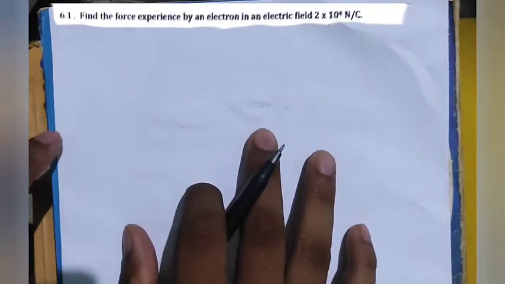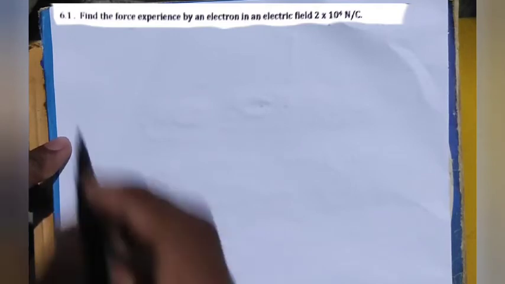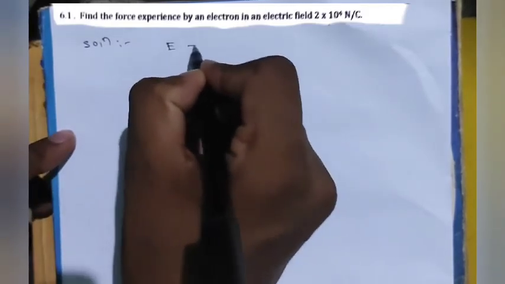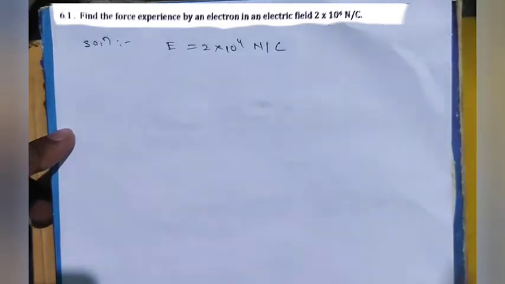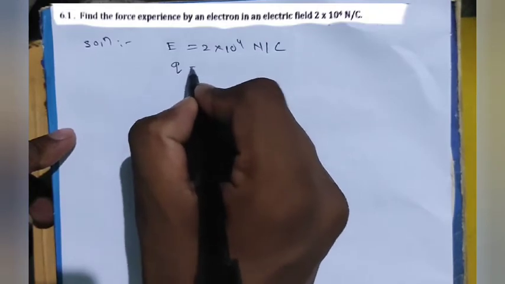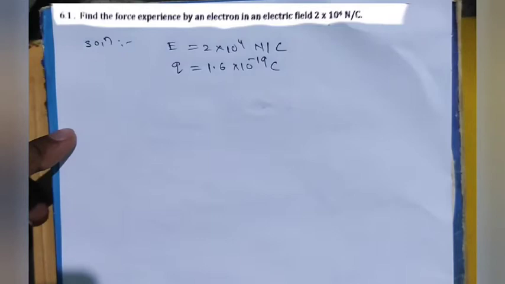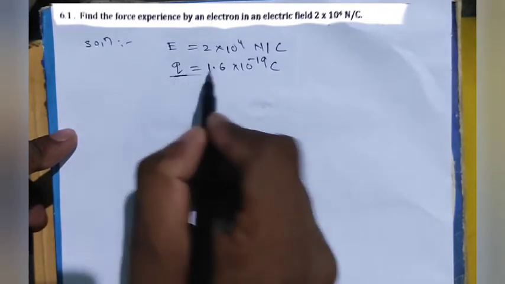So the first question was, find the force experienced by an electron in an electric field 2 into 10 to the power 4 Newton per Coulomb. So solution. Electric field is given, how much? 2 into 10 to the power 4 Newton per Coulomb, and electron is given. Electron given means the charge of one electron is given, that is 1.6 into 10 to the power minus 19 Coulomb. In the question it is asking what will be the force experienced by this electron.